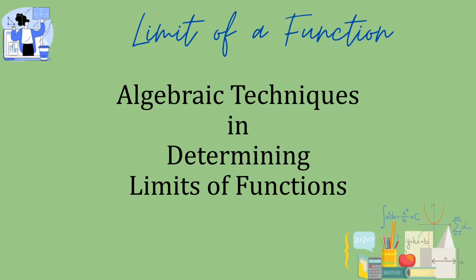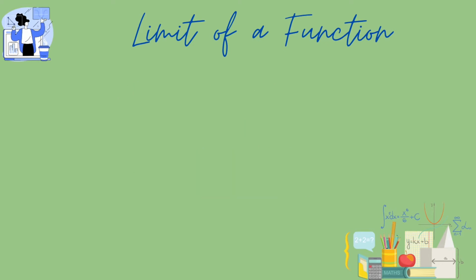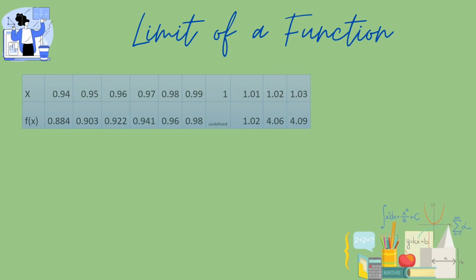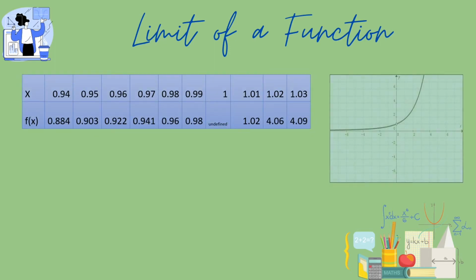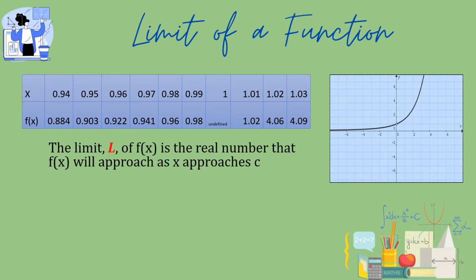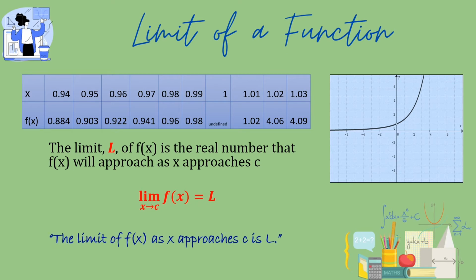Algebraic techniques in determining limits of functions. You have learned from the first lesson what a limit of a function is given table of values and graphs of functions. The limit L of f of x is the real number that f of x or y will approach as x approaches c. This statement is written using this notation, and it is read as the limit of f of x as x approaches c is L.